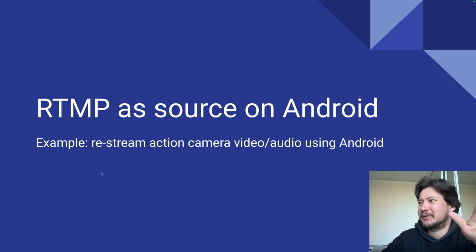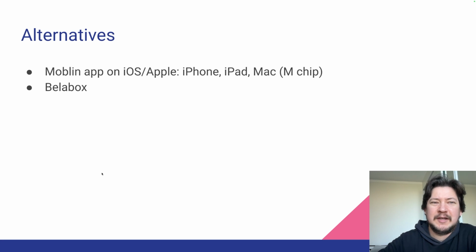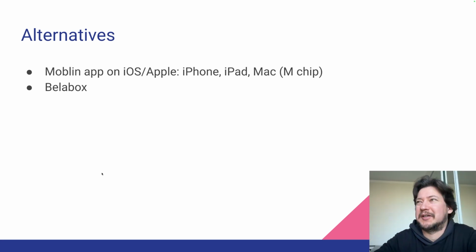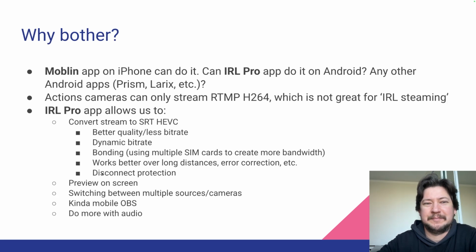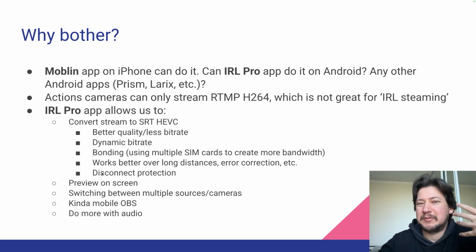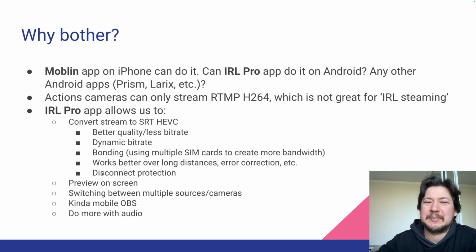So RTMP as source on Android. Example, you take an action camera and you restream its video and audio using Android. Alternatives: the Moblin app on iOS and Apple devices can do it, and Belabox can do it. So why bother? If the Moblin app on iPhone can do it, why can't we have the IRL Pro app do it on Android? Are there any apps like Prism, Larix apps, etc.? Can they do it as well?